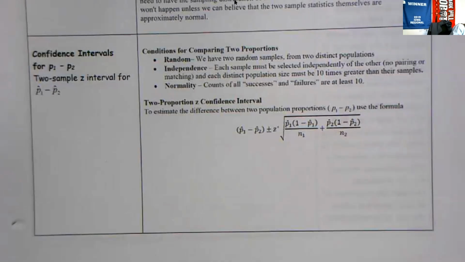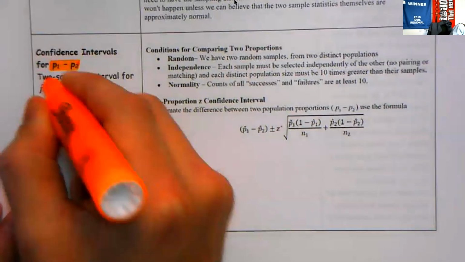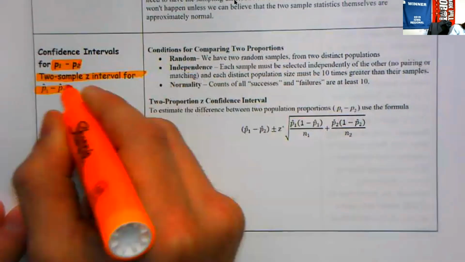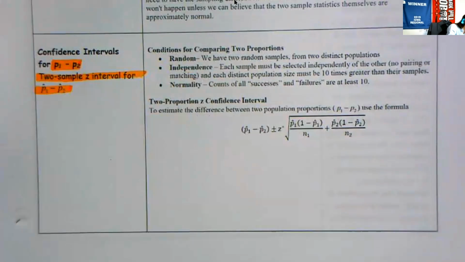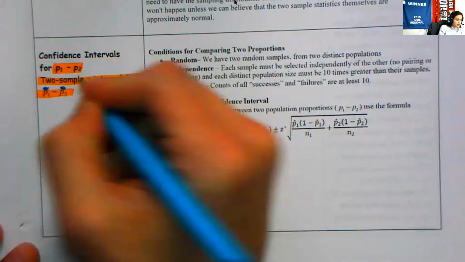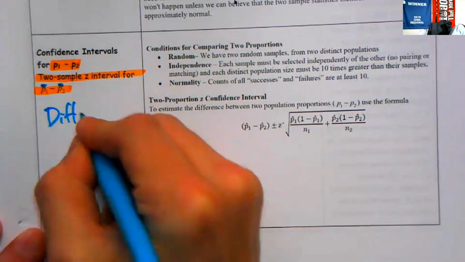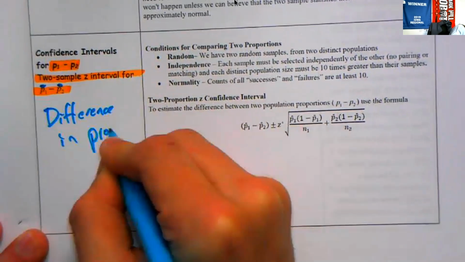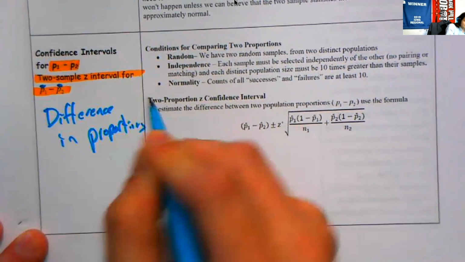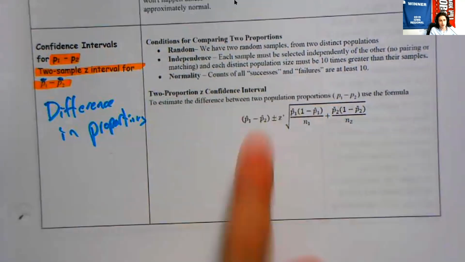This is a confidence interval for P1 minus P2, a difference in proportions. Two sample Z interval for, excuse me, those should not have hats. Get rid of those hats. For P1 minus P2, for a difference in proportions. It's the same formula. But instead here it's P1 hat minus P2 hat.